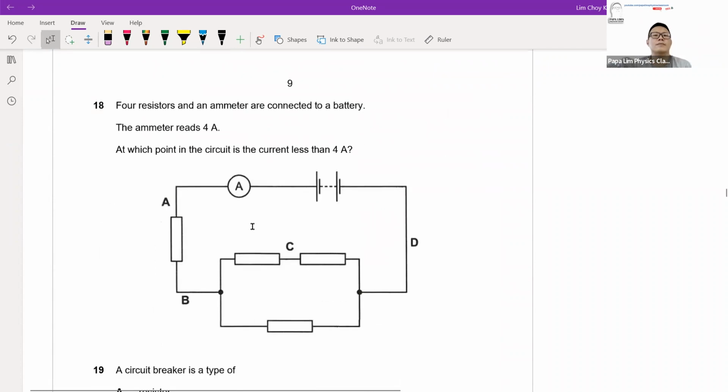Now, number 18 here, we are looking at four resistors. If you are able to see this equation, you can actually redraw the thing. I will lengthen this piece of wire, lengthen it up so that it looks like this.